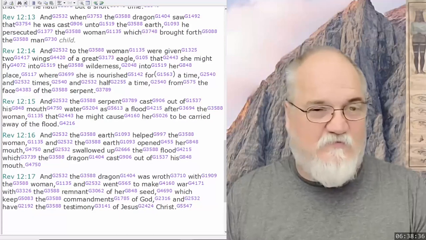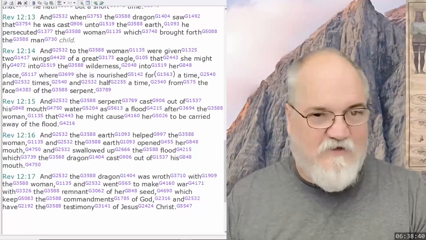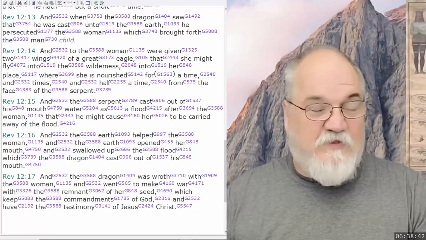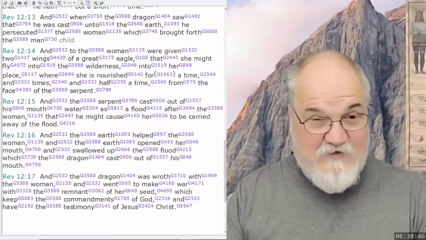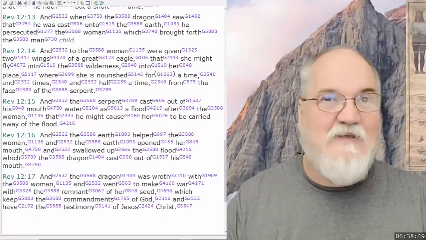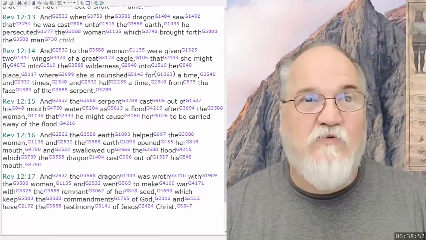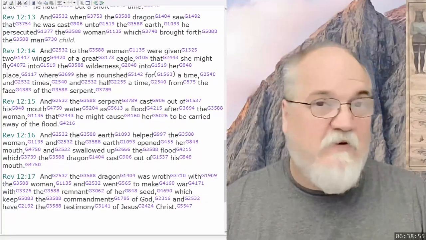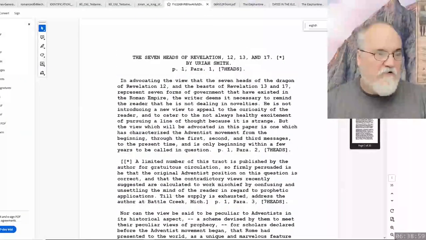So if you start studying Revelation 12, like Miller, he'll say, well, look at chapter 13. But there's things that they don't address all in one place. They address them in different places. And so to put that together would take a bit of time for me to go through all of those quotes. Now, we do have Uriah Smith's paper on this.